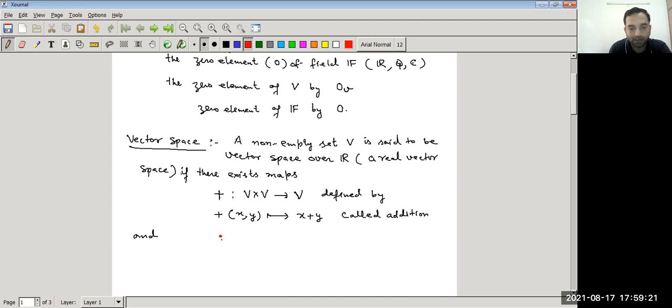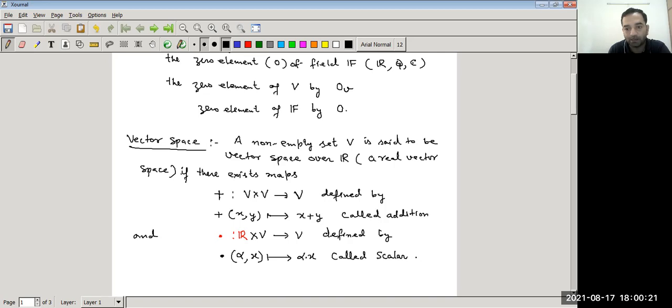And we denote multiplication by dot, and this is defined from R cross V to V. We take the field as the set of real numbers, so in place of F we can write R. We take one element from real numbers, a scalar, let it be alpha, and from vector we take x. So the ordered pair alpha comma x goes to alpha dot x, called scalar multiplication.